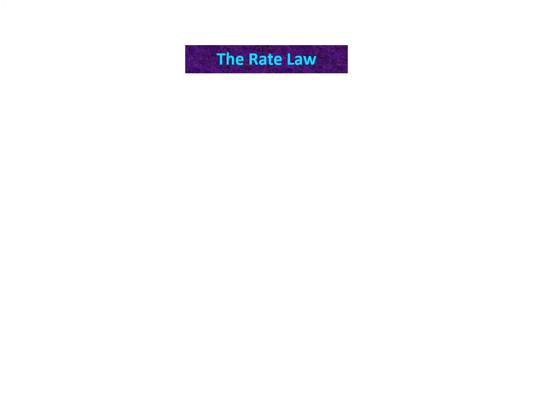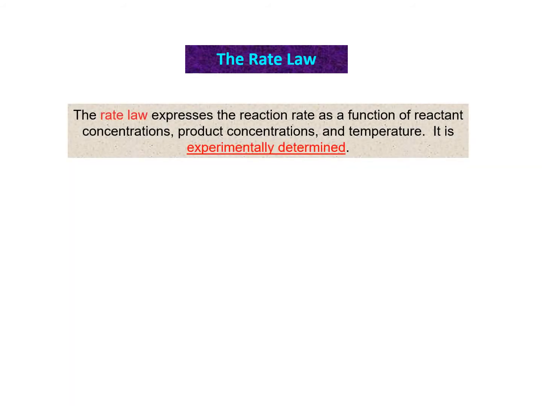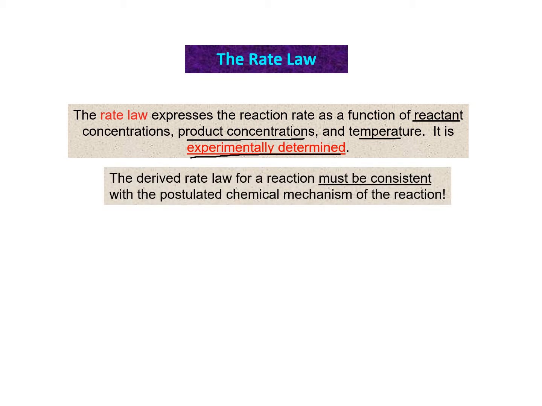We are looking at rate laws in this section, how to make them and what they are. A rate law expresses the reaction rate as a function of reactants. That's what we're all about here: the reactants, their concentration, product's concentration, and the temperature. It's experimentally determined. So the derived rate law for a reaction must be consistent with the postulated chemical mechanism of the reaction.